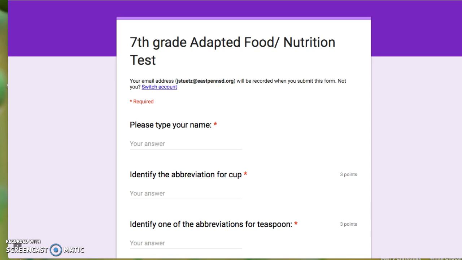List and briefly explain the first step to preventing food poisoning. This starts with the letter C. List and briefly explain the second step to preventing foodborne illness. This starts with the letter S.